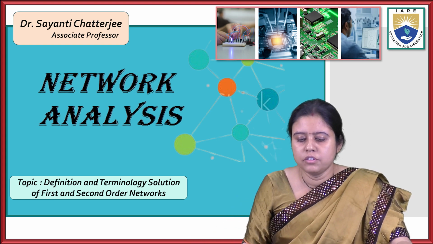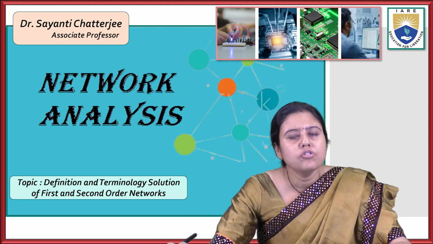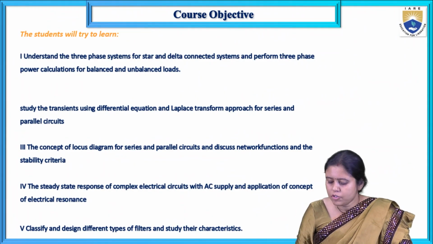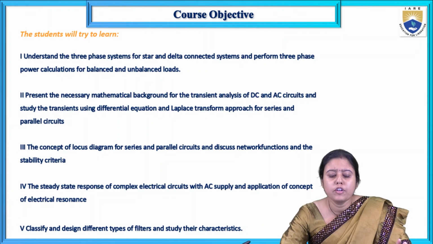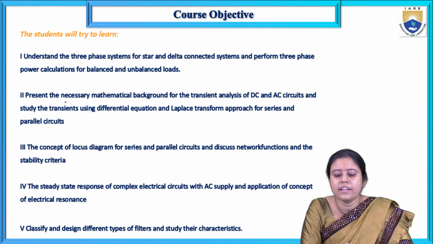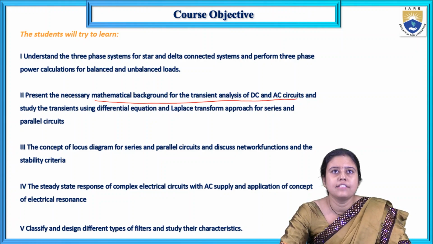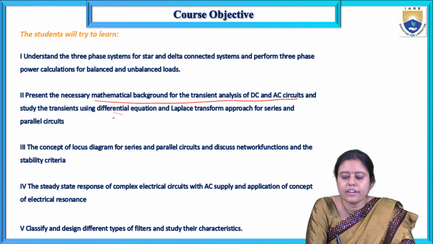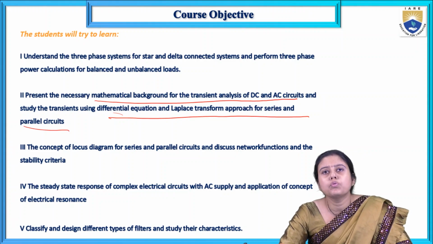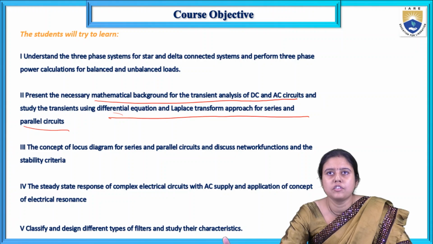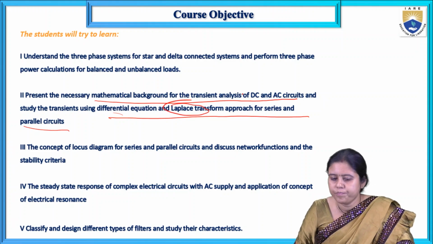So today my first topic is about the solution of first order and second order networks. What is the course objective? For this topic, the students will understand the three-phase systems of star delta. Especially for today's lecture, the basic thing is to present the necessary mathematical background and the transient analysis of DC and AC circuits, and study the transient using the differential equation and Laplace transform for the series and parallel circuits. So today my total lecture is based on the mathematical background and especially the Laplace transform.